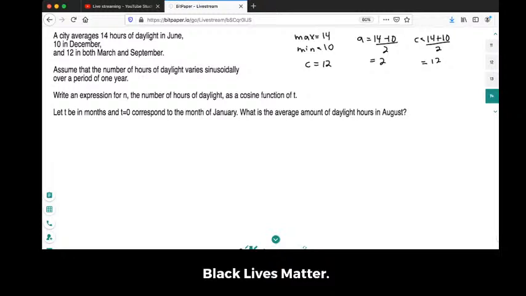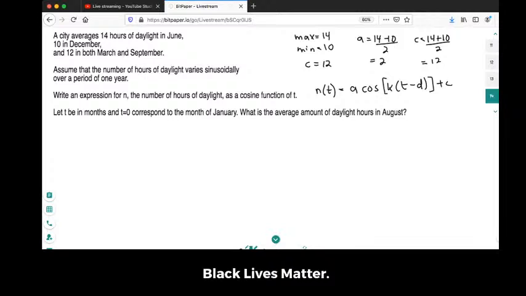Now, assume that the number of hours of daylight varies sinusoidally over a period of 1 year. Therefore, it is a function that has a period, and they want us to write an expression for n, the number of hours of daylight, as a cosine function of time. So our function is going to be in the format of number of hours of daylight as a function of time equals a times cos bracket k t minus d plus c.